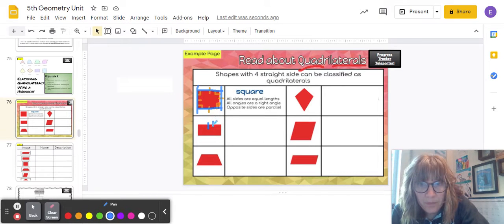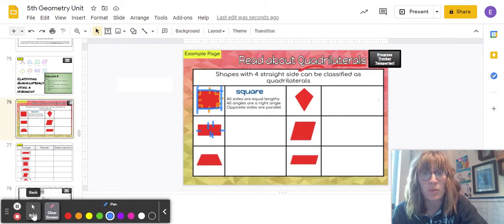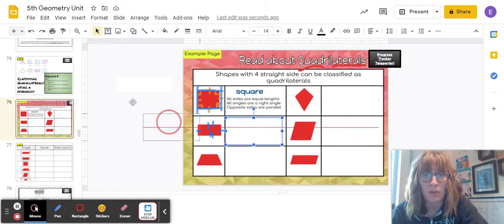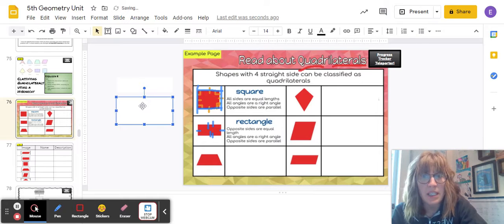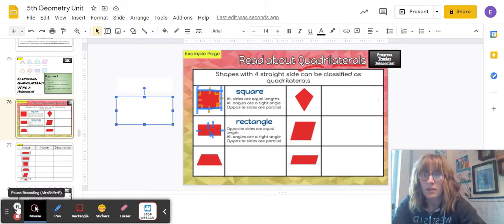So this you can denote with having sort of these two lines. These are equivalent, and these are equivalent side lengths. So when that is the case, we know that we have a rectangle. Opposite sides equal, all angles are right, and opposite sides are parallel.